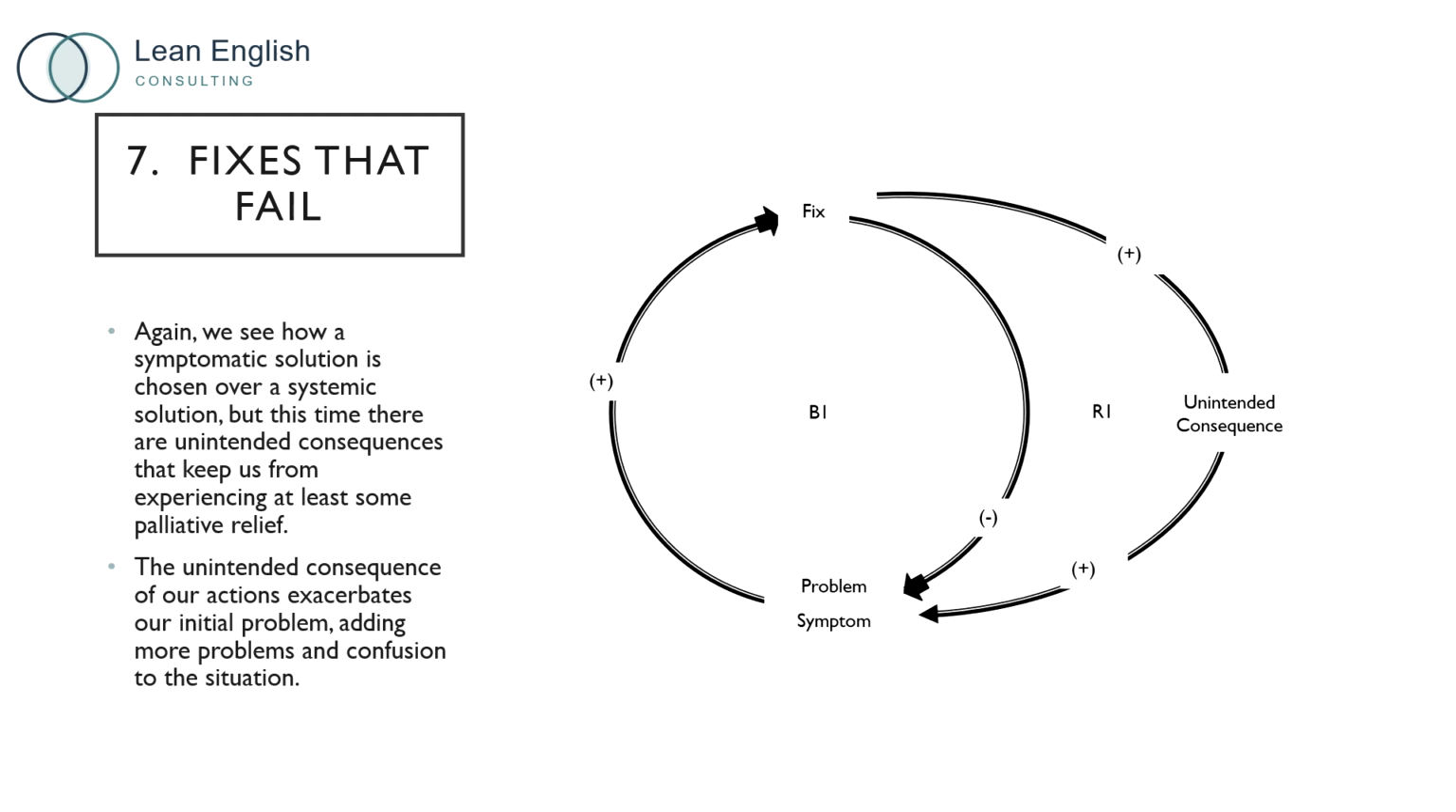Fixes that fail show how a symptomatic solution is chosen over a systemic solution, but this time there are unintended consequences that keep us from experiencing at least some palliative relief. For years, the tobacco industry steadfastly denied that there were any ill health effects from smoking, pouring vast amounts of money into advertising and a pattern of denials. The tactics served the industry well.